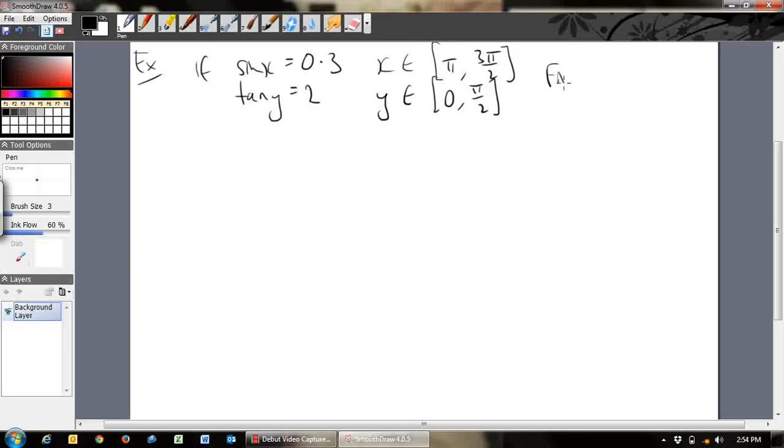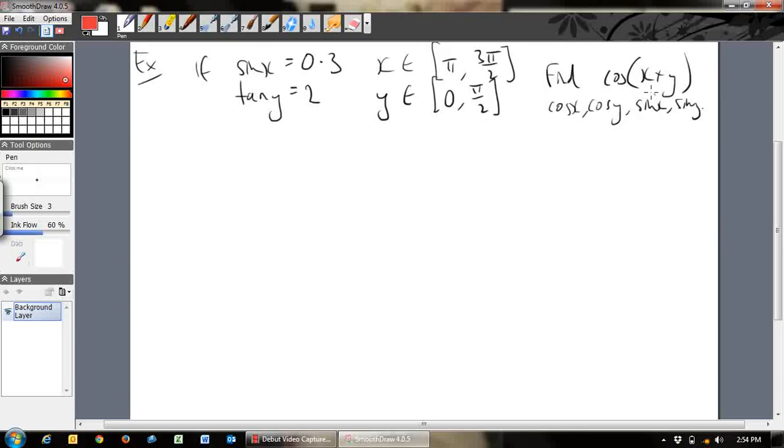I'll write here, find, just to save space because I know this is going to take me up a lot of space: find cos of x plus y. Now, if you look back at your formula for cos x plus y, what sort of things do we need to know? We need to know cos x, cos y, sine x, and sine y. So we're not even close so far, we need all those 4 things.